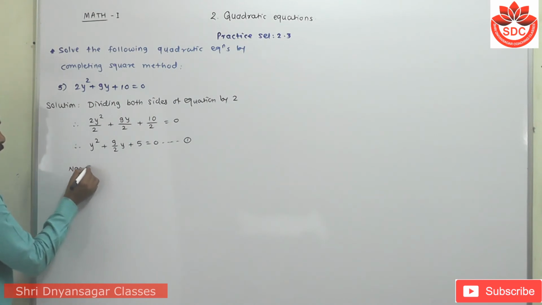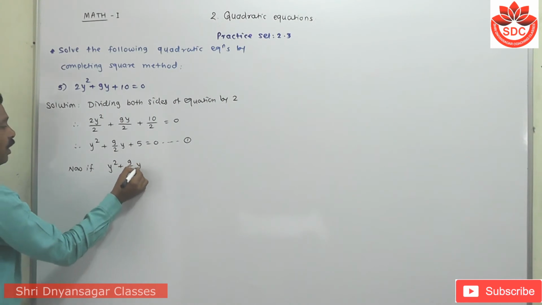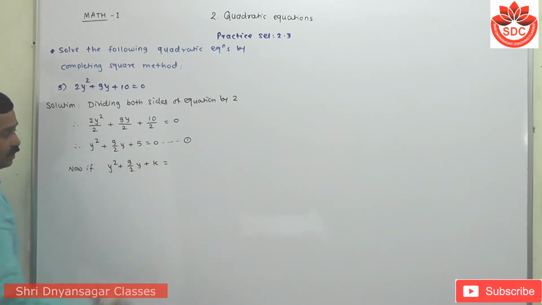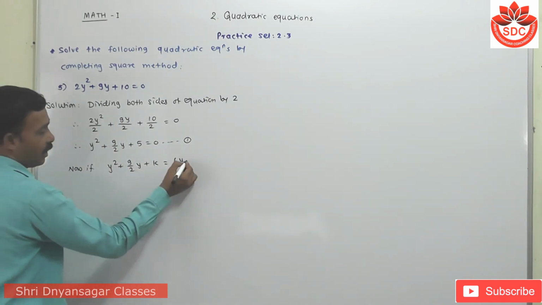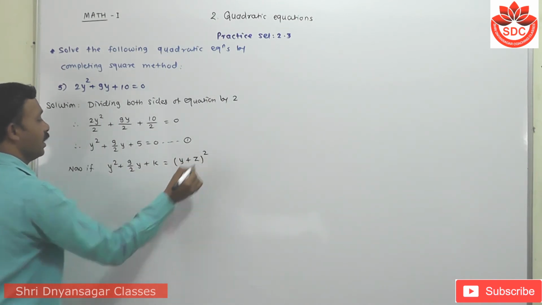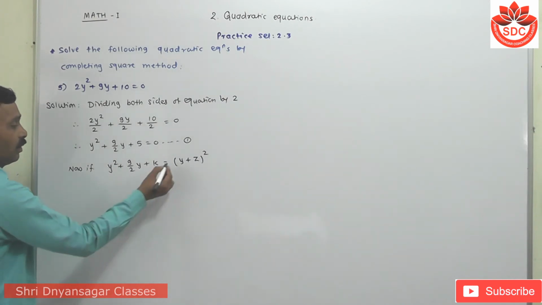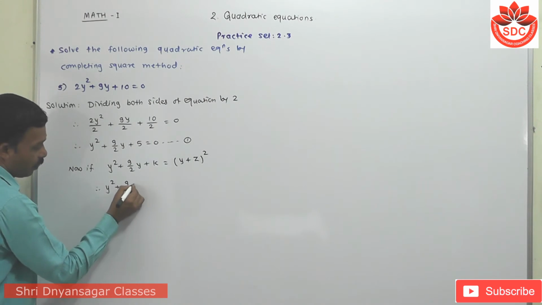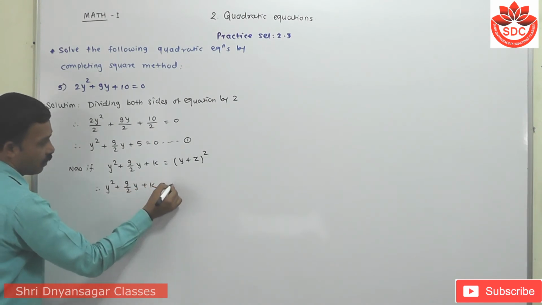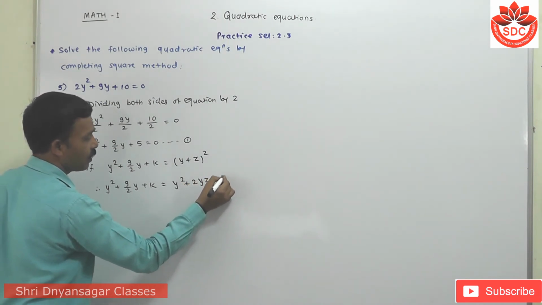Now, y square plus 9 upon 2y plus k is equal to, I take the variable y first, give the plus sign here, and another term, suppose z, in a bracket square. We have to find the third term for a perfect square. So squaring this bracket we get y square plus 9 upon 2y plus k is equal to y square plus twice yz plus z square.